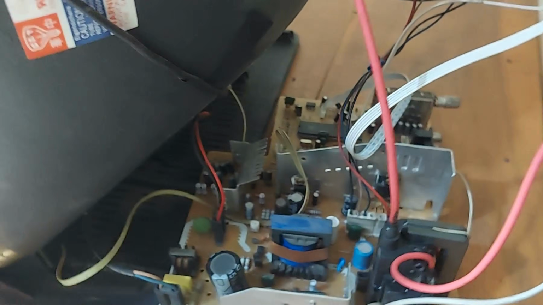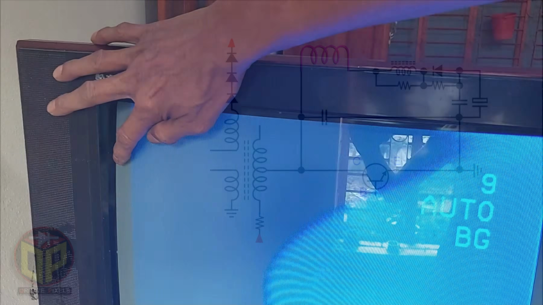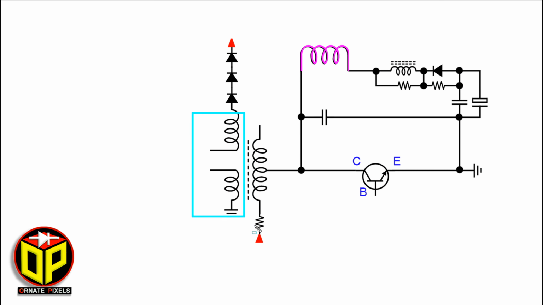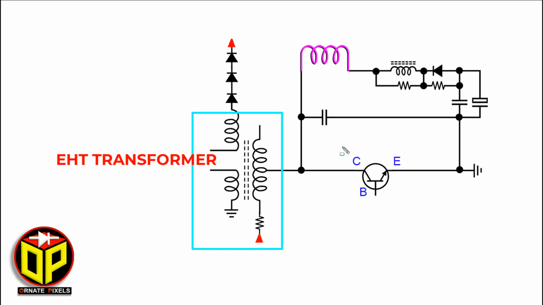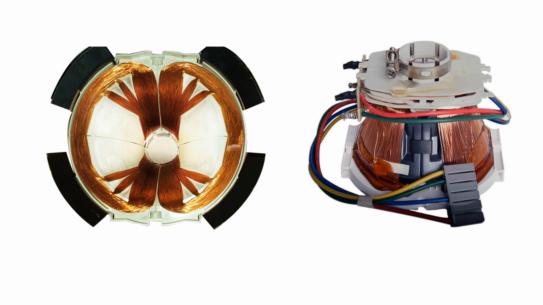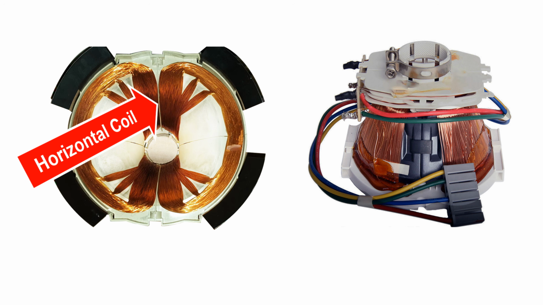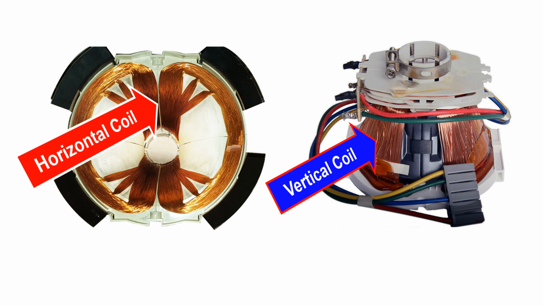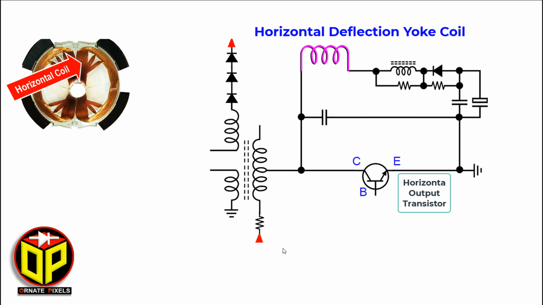Okay, now let's try to understand why the horizontal size of the TV screen decreases. This is the EHT transformer. It is the horizontal output transistor, and here is the horizontal deflection yoke coil. The horizontal coil is inside and the vertical coil is outside. Okay, now look carefully. This pin of the EHT transformer has a 105 volt or B plus supply, which is the transistor's collector bias voltage.